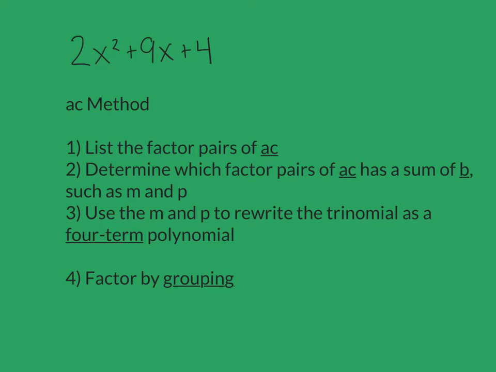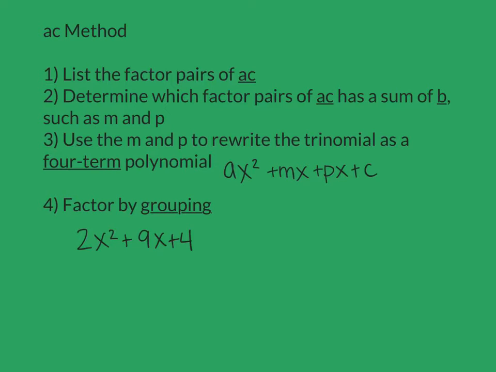Then we're going to use the M and P to rewrite the trinomial as a 4-term polynomial. You can also add this into your notes. It will look like this. So we took the original B and we're splitting it up into M and P. We're figuring out what these two numbers are. And then lastly is to factor by grouping. I know just seeing the steps it might be a little confusing, so I'm going to go through it with this example now.